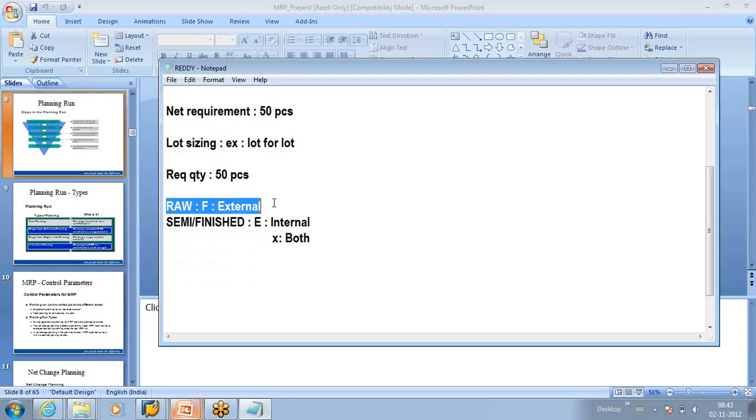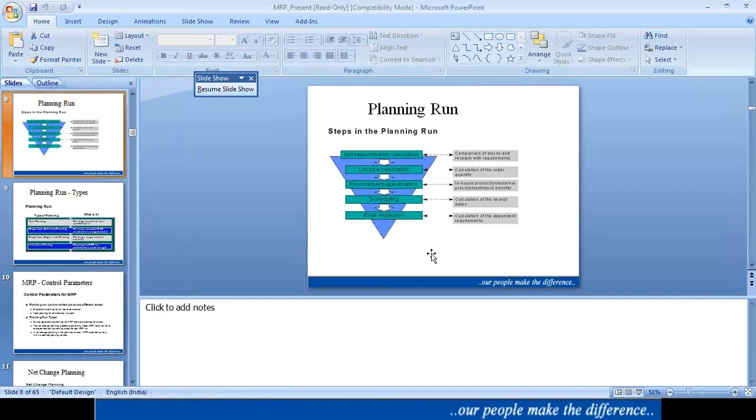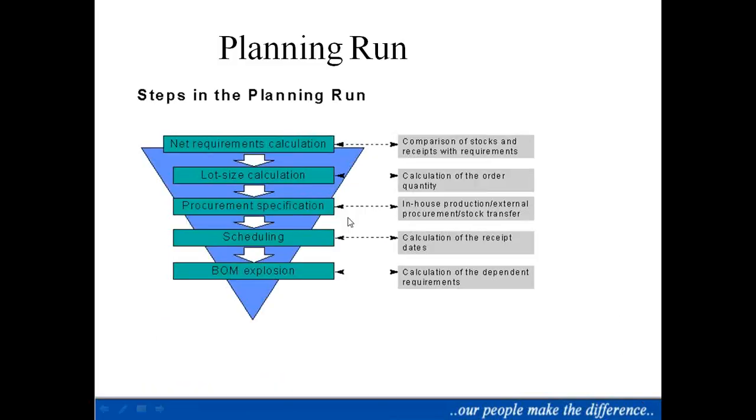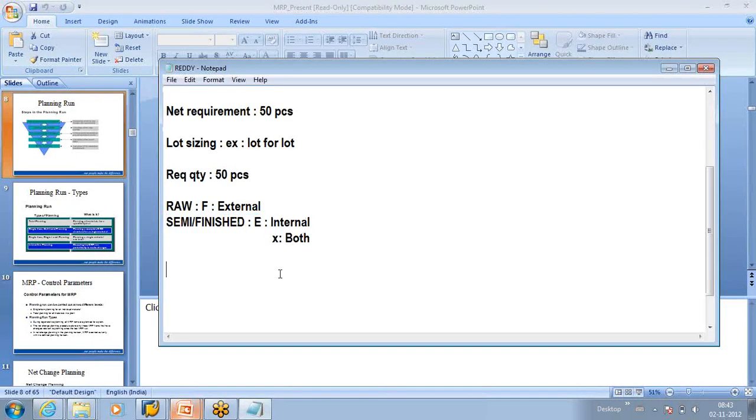So finally, whether to be procured or produced, that is decided. That is the third step of our process that has been cleared now. The third step of our process is nothing but procurement has been decided. For example, suppose we are going for internal procurement, that is in-house production. Then the moment it is in-house production, I have to convert this planned order to a production order, right?